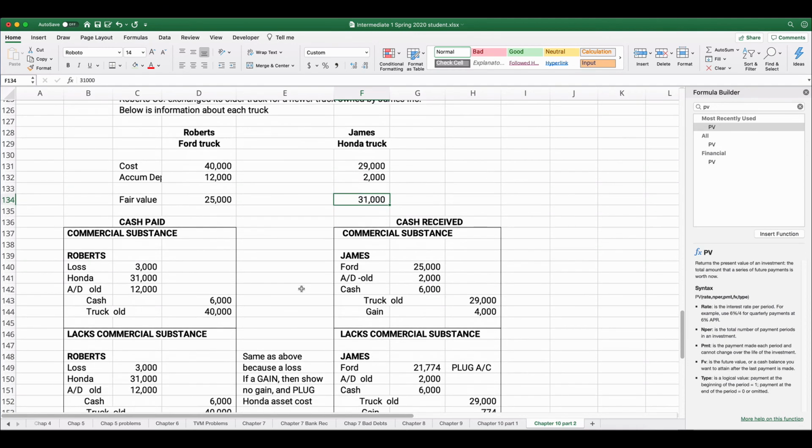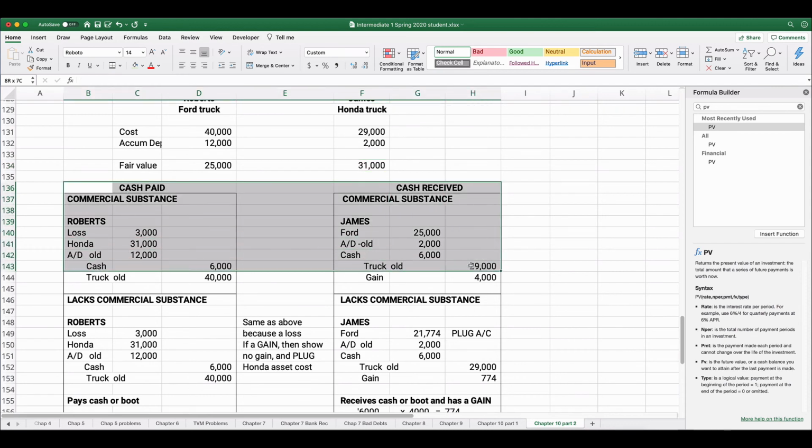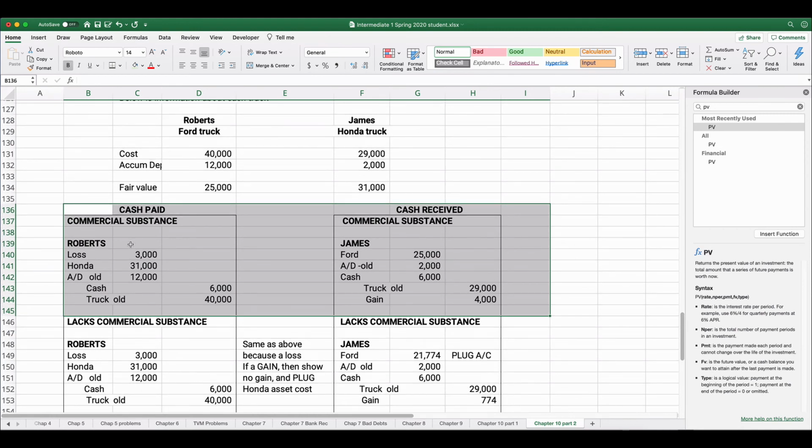All right, so what if cash is paid and cash is received and there's commercial substance? Well, if you pay cash, then Roberts is going to show a loss of $3,000. So they're buying the new truck for $31. They're getting rid of the old asset of $40. They're getting rid of the old accumulated depreciation of $12. And they're going to pay cash.